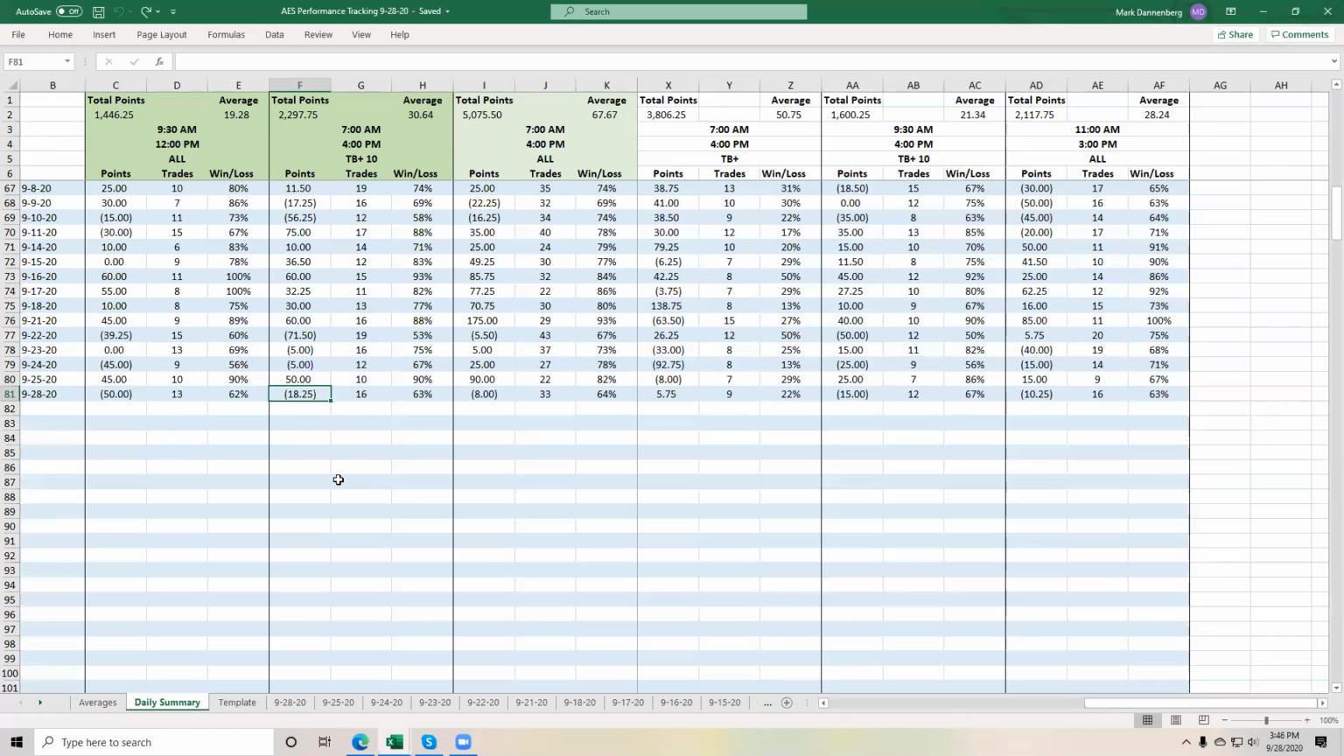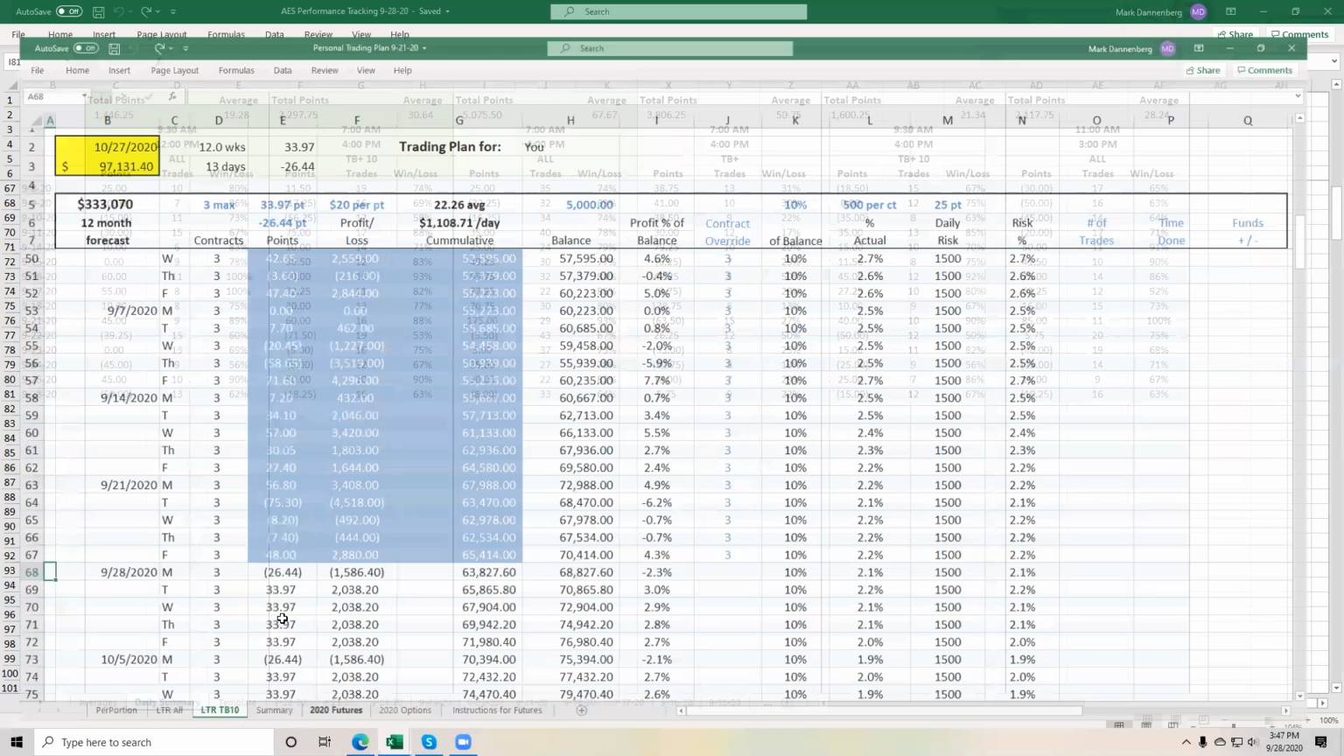We only finished down 18.25 points. And if we had taken all signals 7 to 4, we only finished down 8 points. So that's really not significant in my opinion, but let's move beyond opinion and let's just talk facts.